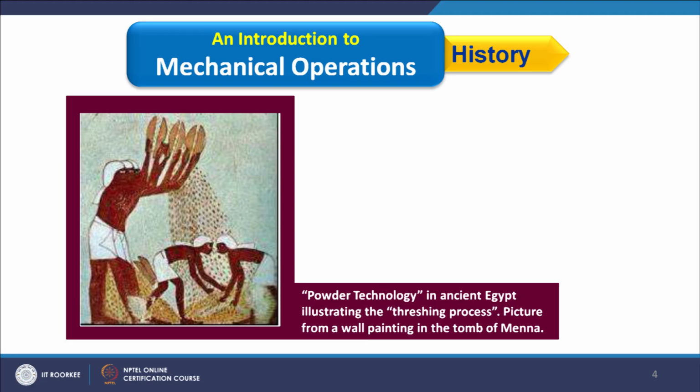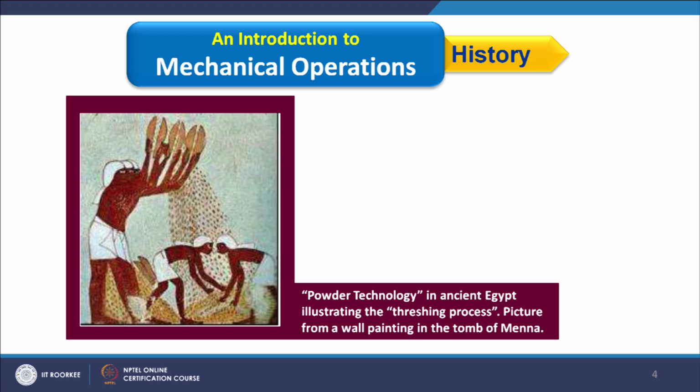Now I will speak about the history of mechanical operation to make you understand how long we have been using the concept of mechanical operation in our day-to-day life, knowingly or unknowingly. So in this slide, I have taken this particular figure, which is the powder technology in ancient Egypt, illustrating the threshing process, and this picture is taken from a tomb of Mena. It is a very old figure which shows the threshing process. What is threshing? To remove the edible solid from the grain, we call that the threshing process.